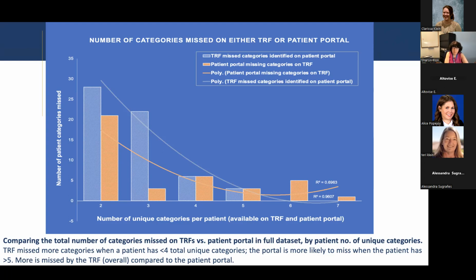And just anecdotally, something that I thought was kind of interesting is that one of the main categories that is missing from the TRF but is present on the patient portal is white. So a patient will put white and something else, but the TRF will just say whatever the other category is. So I think that's sort of an interesting thing to note. Any questions on this one? I'll pause for other questions.